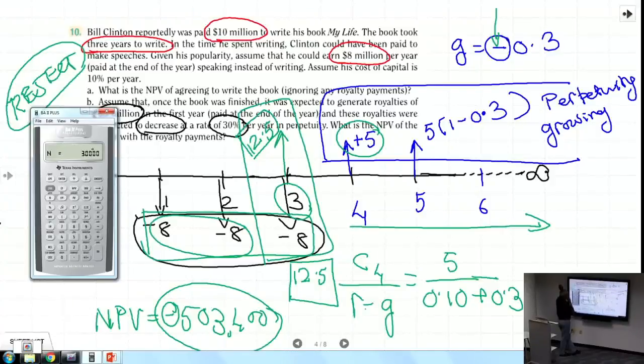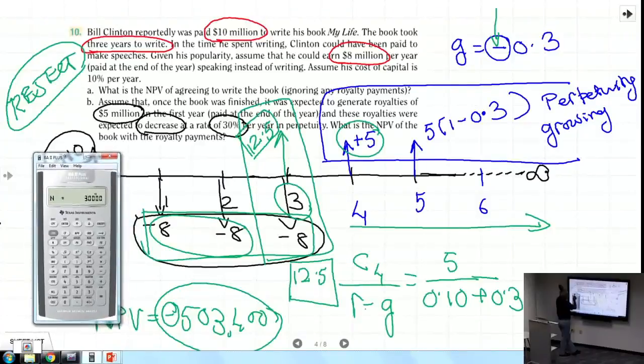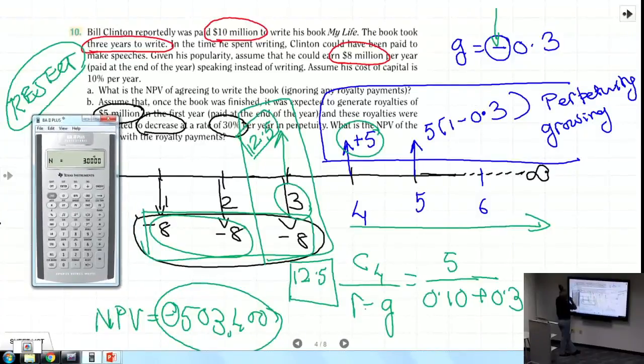Present value is not 10, sorry. Cash flow 0 is 10. So the second method of doing this, I'm going to clear this again. Clear TVM, clear everything.